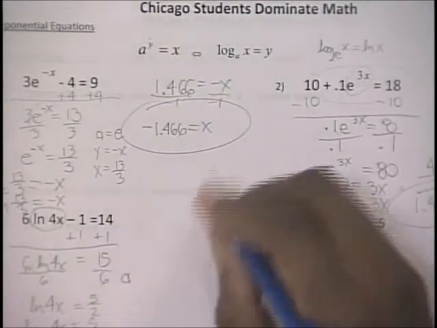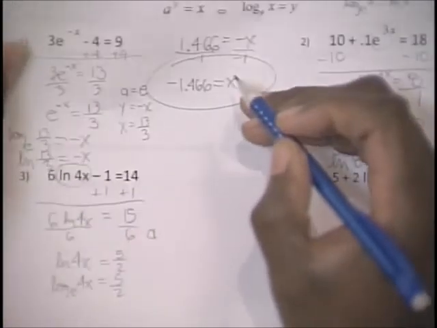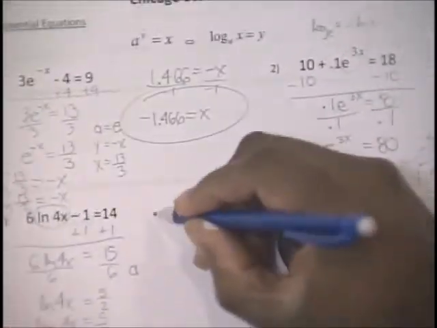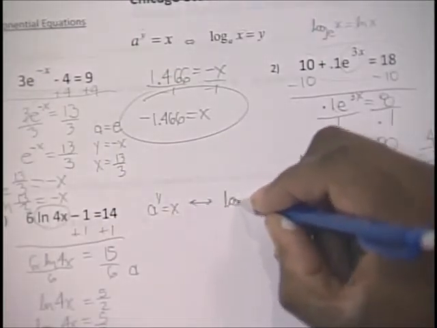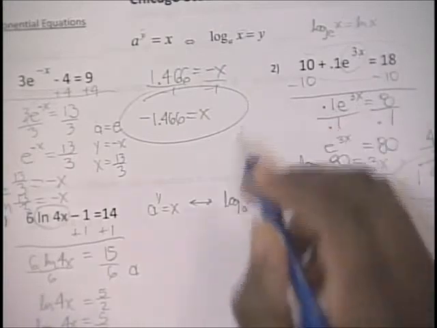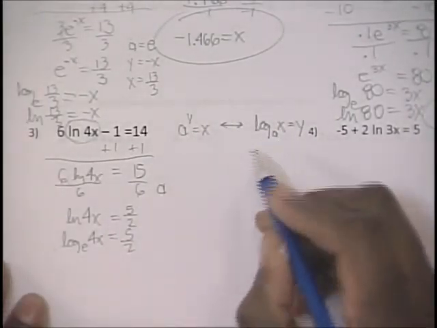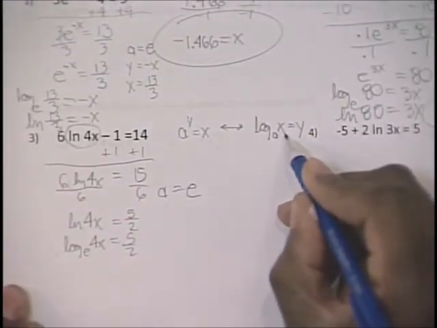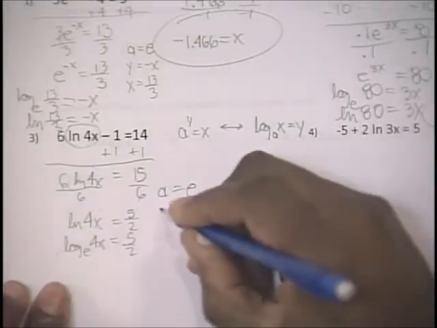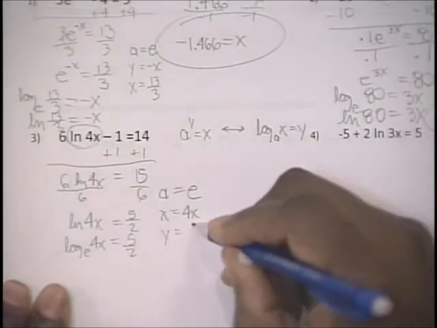So for our problem, a is e. All right, let's rewrite it. a to the y is x can be rewritten as log base a of x is y. It's the same thing I have written up here, but I want you to be able to see this as I do this problem. So for our problem, a is e, x is 4x, and y is 5 halves.